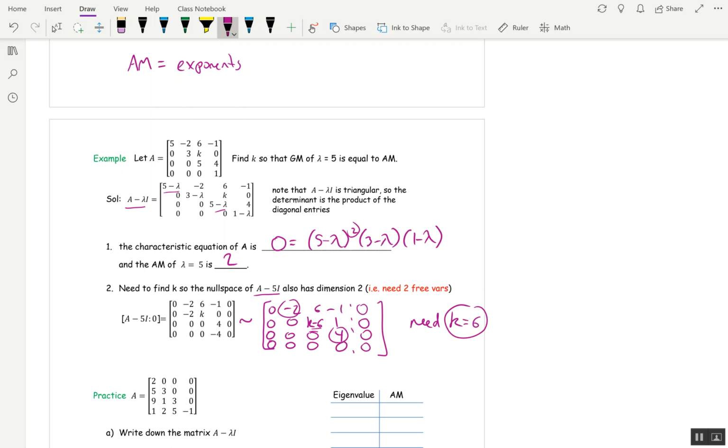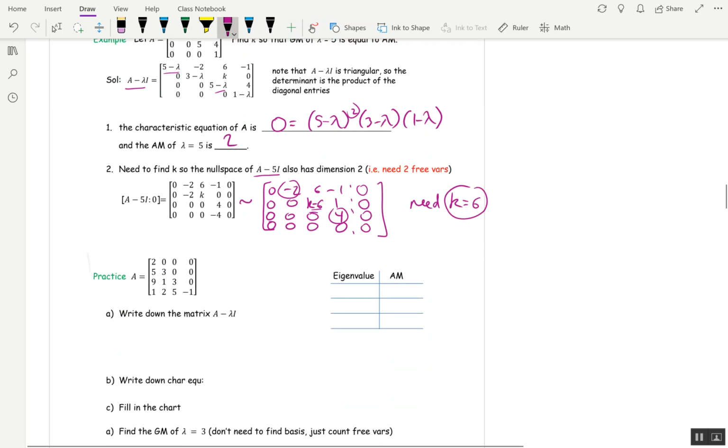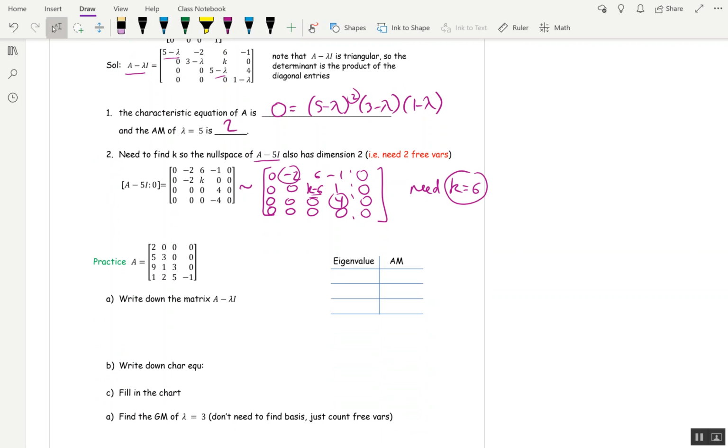Okay, so here's one for you to try. Pause the video and go through the steps here, and then we'll come back and do it together.